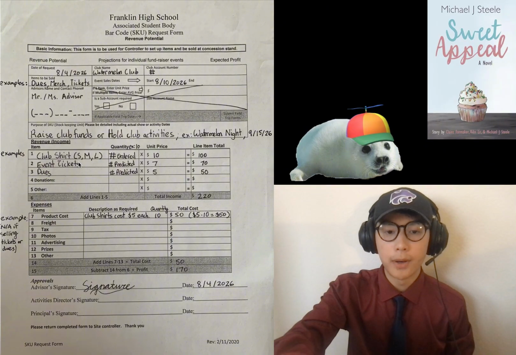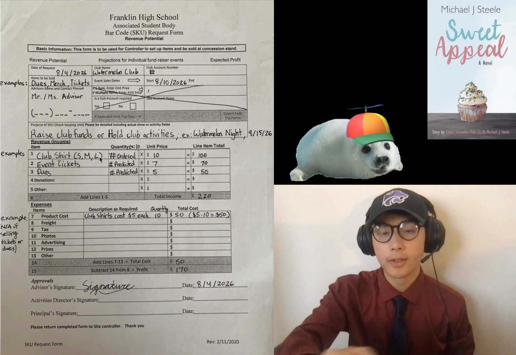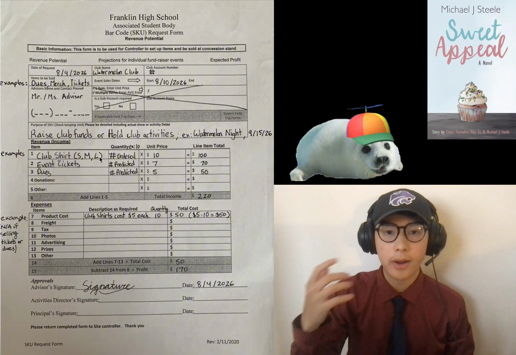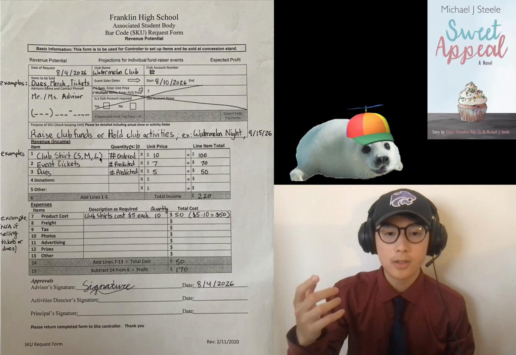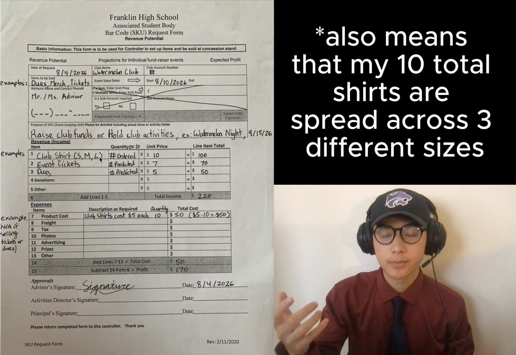Keep in mind that I bundled the different sizes together, so I put small, medium, and large on the same line. This is because most clubs are going to be charging the same price for each size. So in this scenario, I'm charging the same amount of money for a small size shirt as I am for a medium and a large.